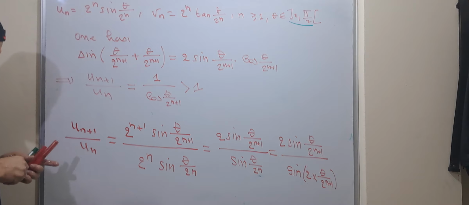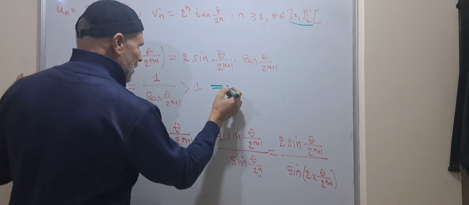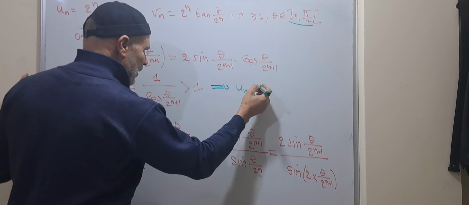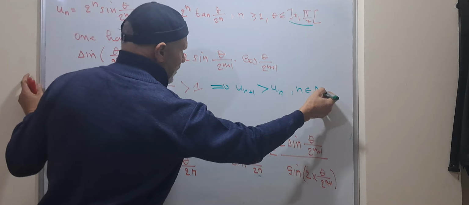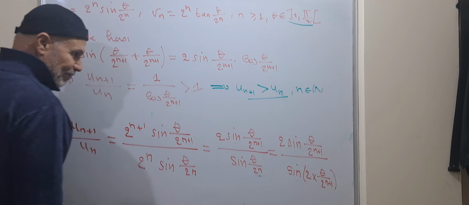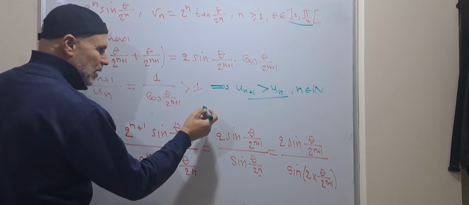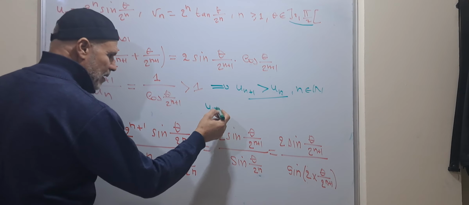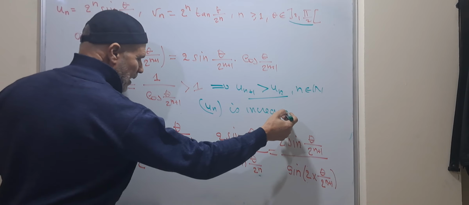This means that u_{n+1} is greater than u_n for n in N. And this means that u_n is increasing.